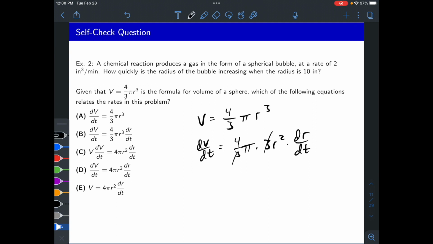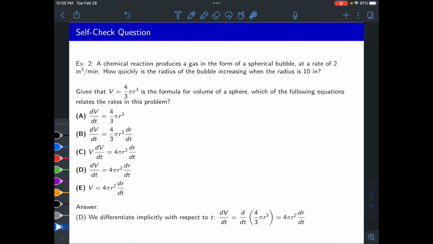Of course, these 3's will cancel. We're left with 4 pi r squared times dr/dt, which is what shows up over here. So we would have dV/dt is equal to 4 pi r squared times dr/dt. And so our answer would, in fact, be D. Okay, so implicitly differentiating, we get dV/dt equals 4 pi r squared dr/dt.